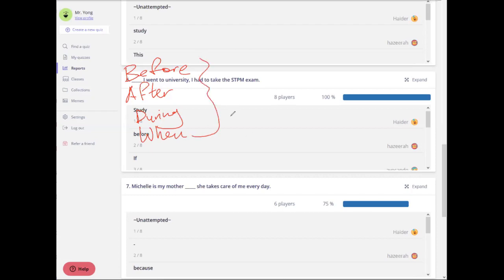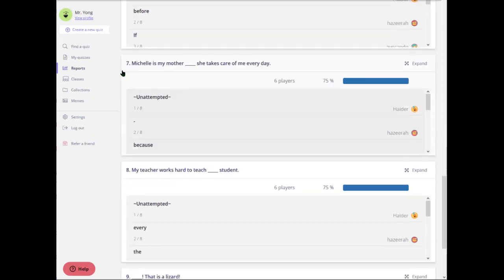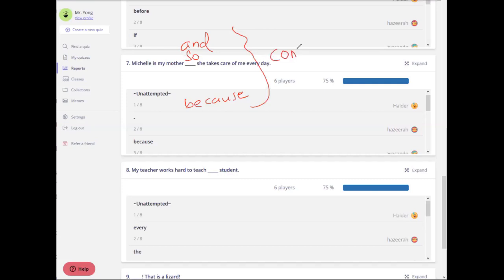These are all, so preposition is usually used in front of nouns and pronouns. It's to show the relationship between these parts of the sentences with the other parts. So they're showing relationships. Number 7, Michelle is my mother. She takes care of me every day, blank. I was actually going for so, but and works as well. Because is in the same category, and these are called conjunctions.